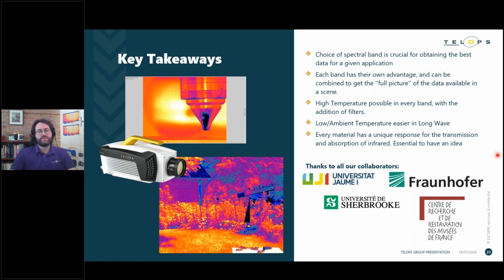Low ambient temperature is more in the realm of long wave, still possible in midwave, especially if you're remaining at 3 to 5 microns, but the high sensitivity really is in the long wave. Every material has a unique response to the transmission and absorption of infrared emission, so it's essential to have an idea of what kind of material you're dealing with and what kind of radiometric temperature to expect when you're deciding to use your camera for a scene like this.